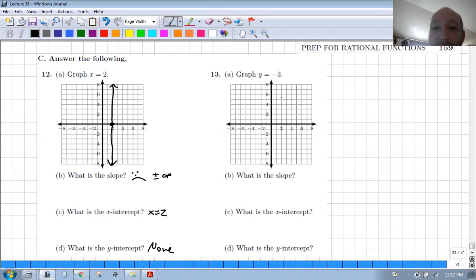Graph y equals -3. There you go. Every point on that line has a y value of -3. What's the slope? It's 0. This thing isn't going up or down. It's totally flat. All right. What's the x-intercept? There are none. The y-intercept, what do you know? It's at -3.